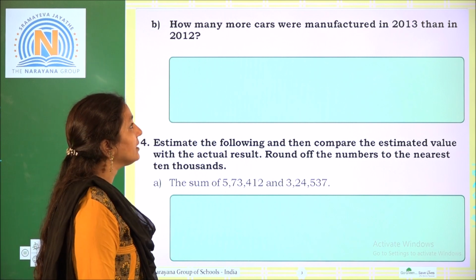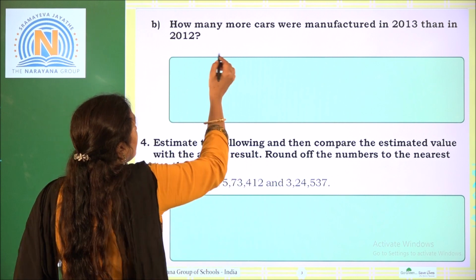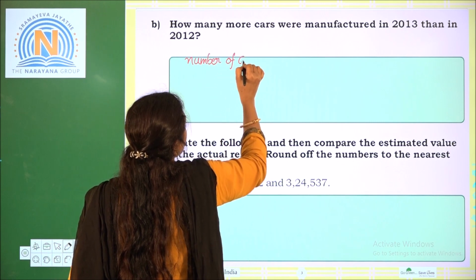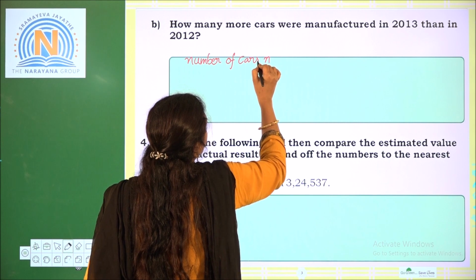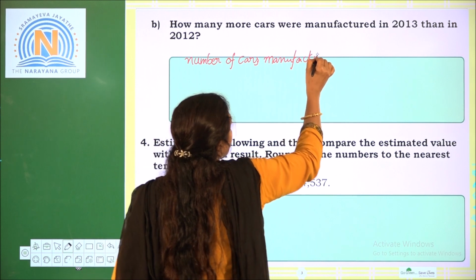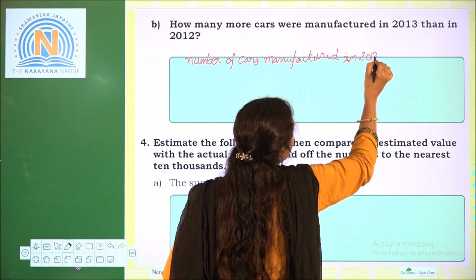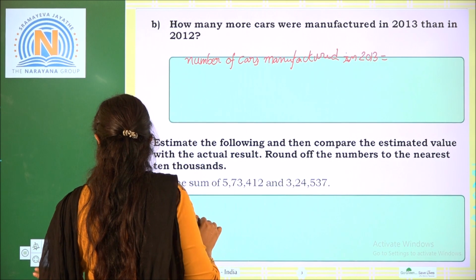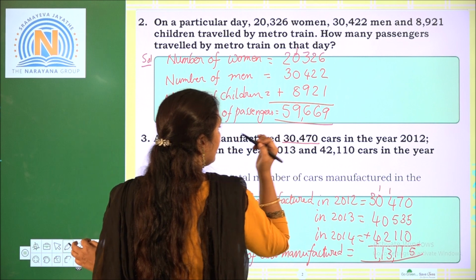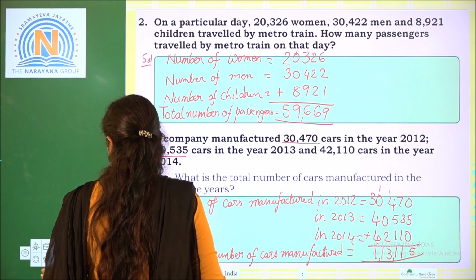Coming to the next bit. How many more cars were manufactured in 2013 than in 2012? So the number of cars manufactured in 2013 equals how many? So in 2012 it is 30,470 and in 2013 it is 40,535.